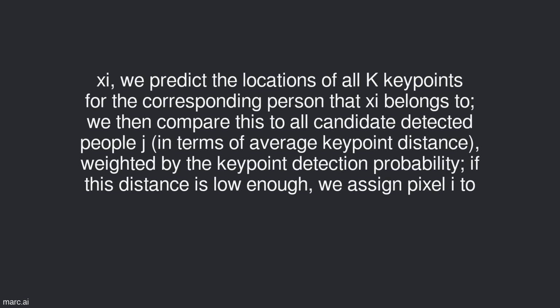For each pixel i, we predict the locations of all k keypoints for the corresponding person that i belongs to. We then compare this to all candidate detected people j in terms of average keypoint distance, weighted by the keypoint detection probability. If this distance is low enough, we assign pixel i to person j.